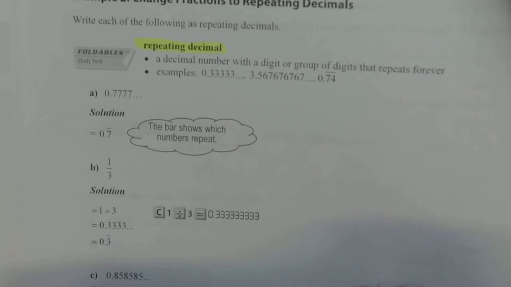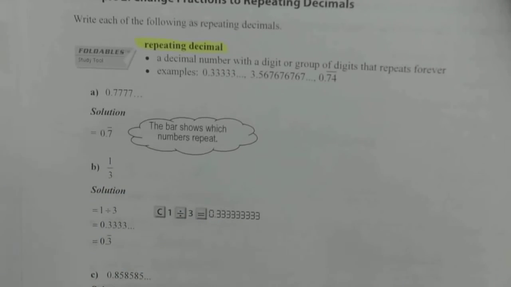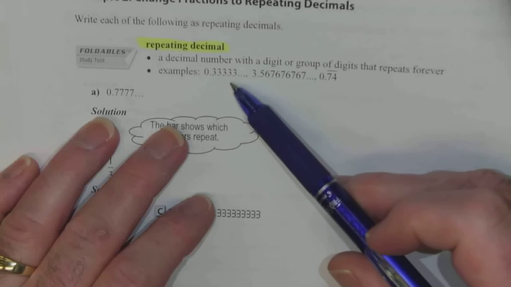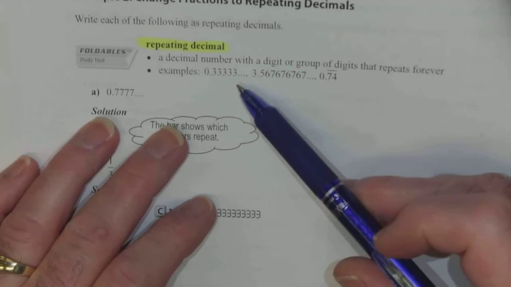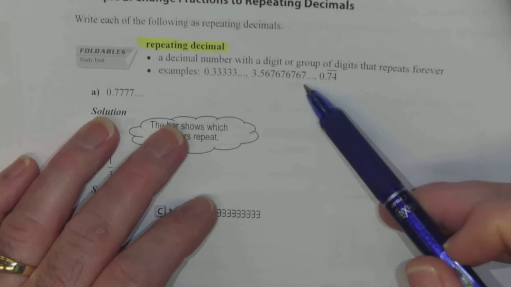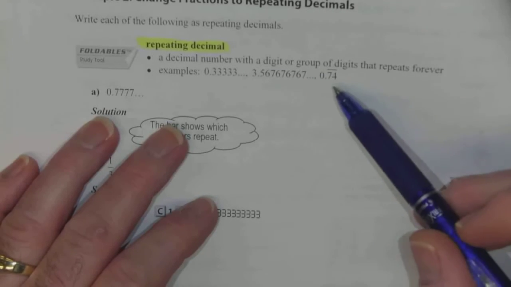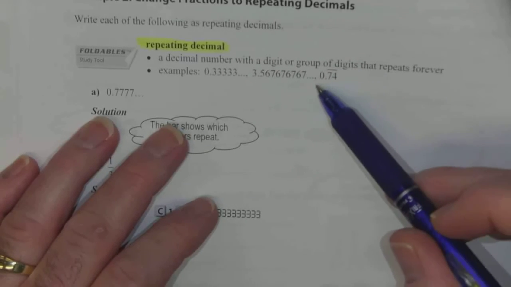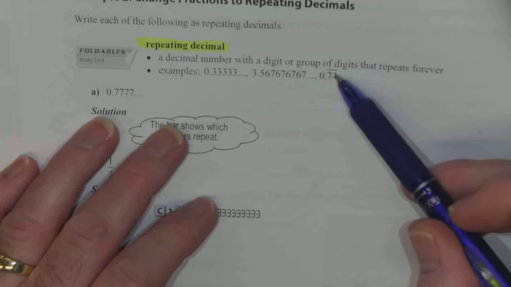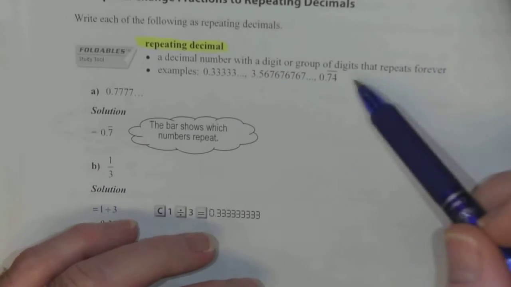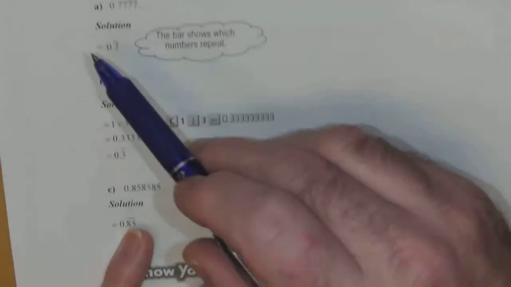A repeating decimal is a decimal number with a digit or a group of digits that repeat forever. So for example, if you see 0.33333 on your calculator, that's a repeating decimal. 0.3567676767, that's a repeating decimal. And you may also see something written like this. This is called bar notation. It means 0.74, and the 74, because the bar is over top of that, that repeats forever. So those are versions of repeating decimals. So let's have a look.